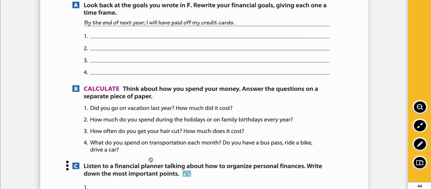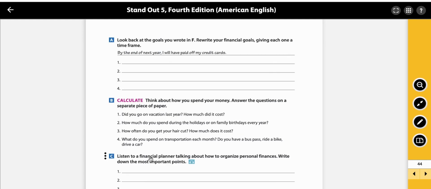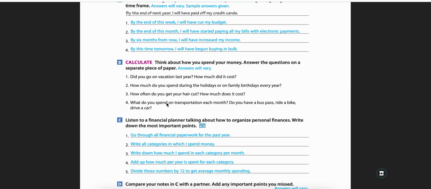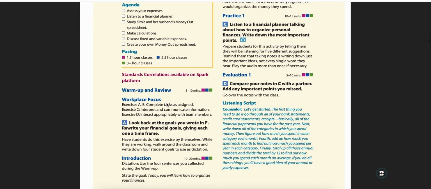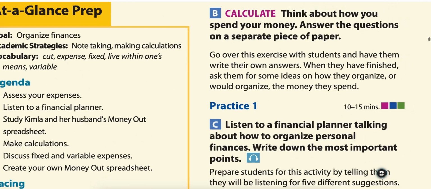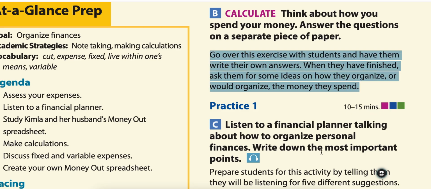Now, there's really no vocabulary support here, language support, grammar support, whatever. If we go to the so-called teacher's support, teacher's edition or lesson planner, whatever you want to call it, there's really not a lot there as well. So this is basically all it says in the teacher's lesson planner, the teacher's book. Go over this exercise with students and have them write their answers. When they finish, ask them for ideas on how they would organize the money they spend. Okay, well, that's not very helpful.